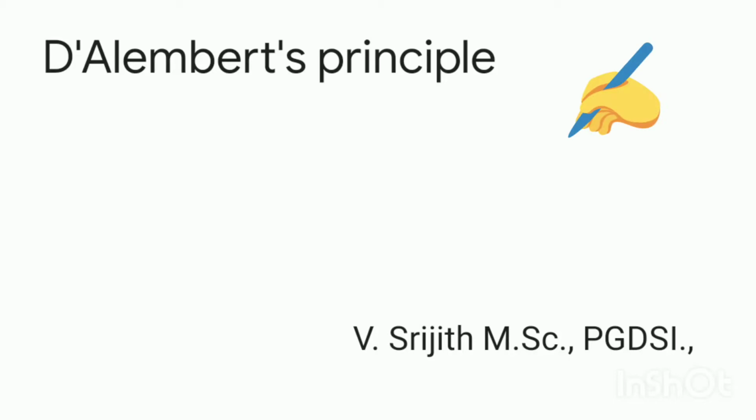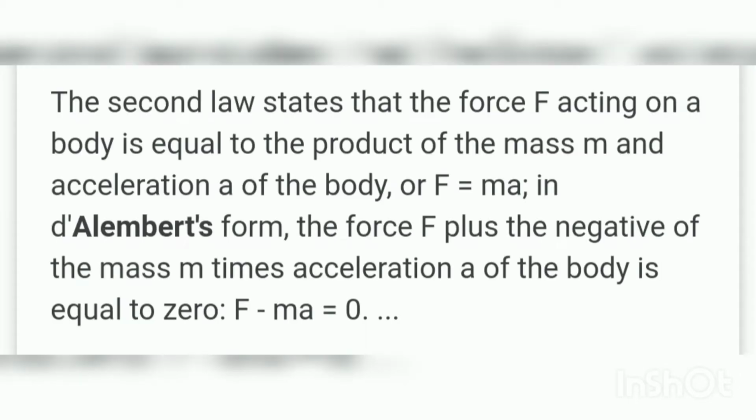In this lecture, we are going to see D'Alembert's principle, the most important principle in classical mechanics. D'Alembert's principle evolved from Newton's second law. Here is the definition: D'Alembert's principle says the force plus the negative of mass times the acceleration of the body is equal to zero. What does it mean?